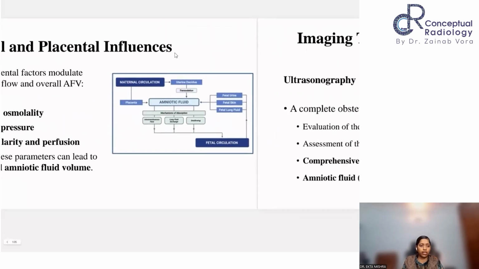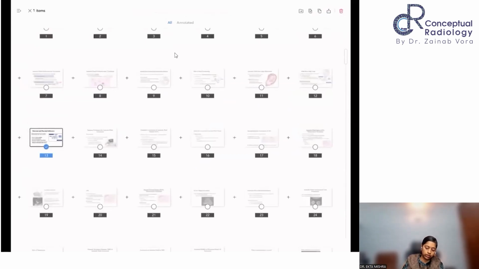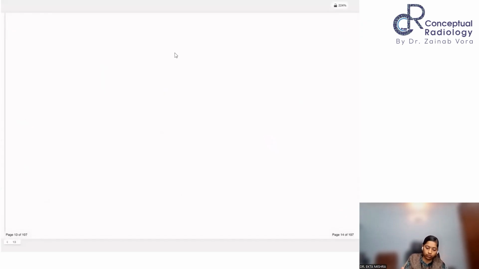Before we go into the imaging, then we will start the imaging component. Okay, very good. So we'll write here.